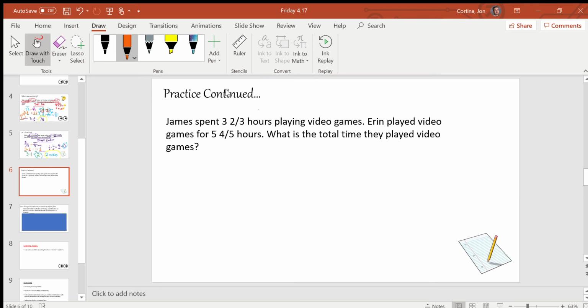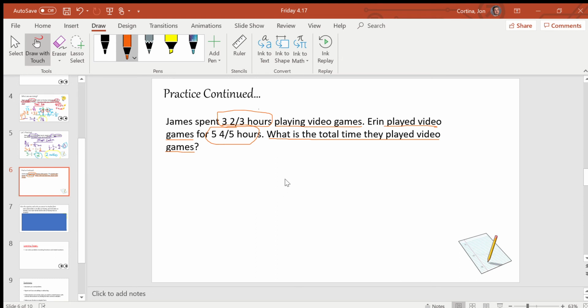James spent 3 2/3 hours playing video games. Aaron played games for 5 4/5 hours. What is the total time they played video games? Right, let's go back and annotate. James spent 3 2/3 hours playing video games. Playing video games is the action. Aaron played video games, another action, for 5 4/5 hours. What is the total time they played video games?